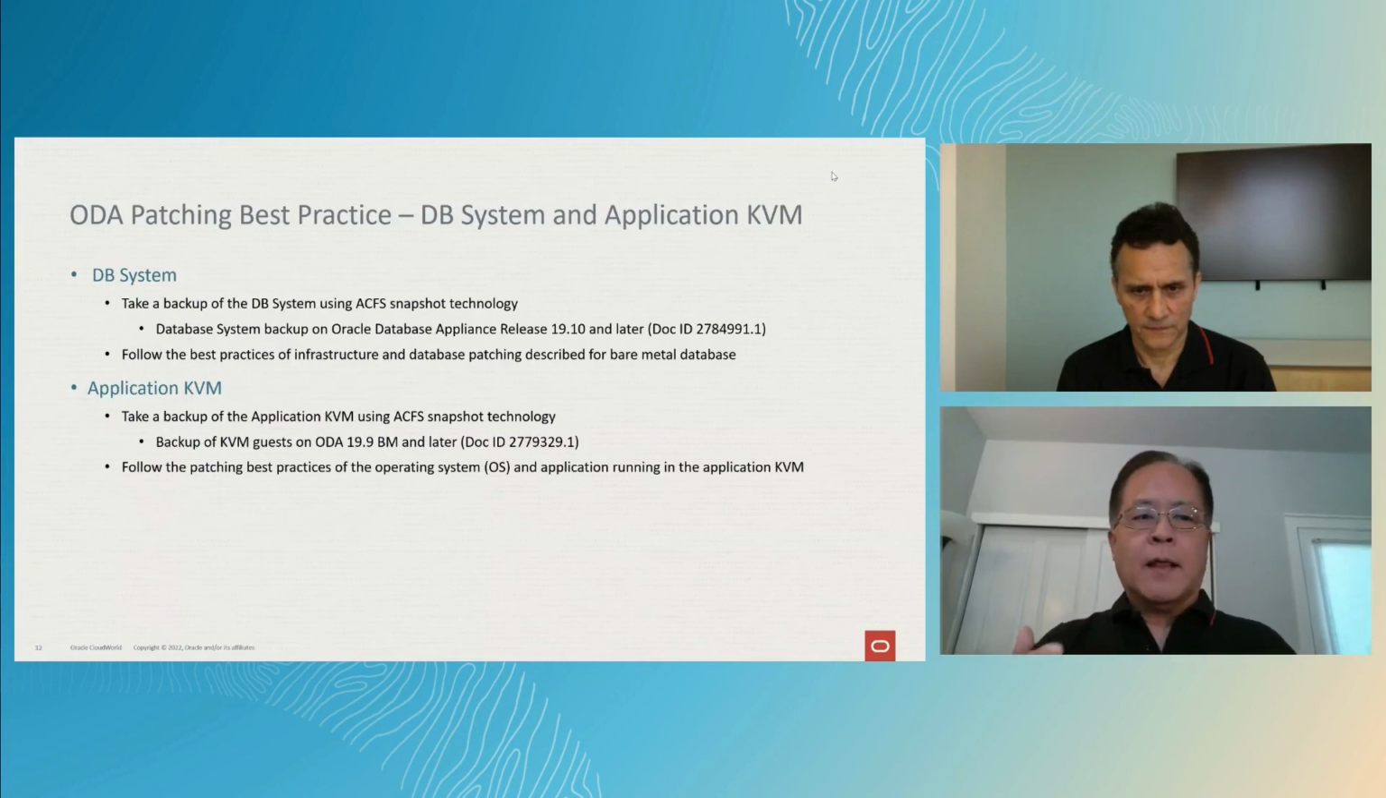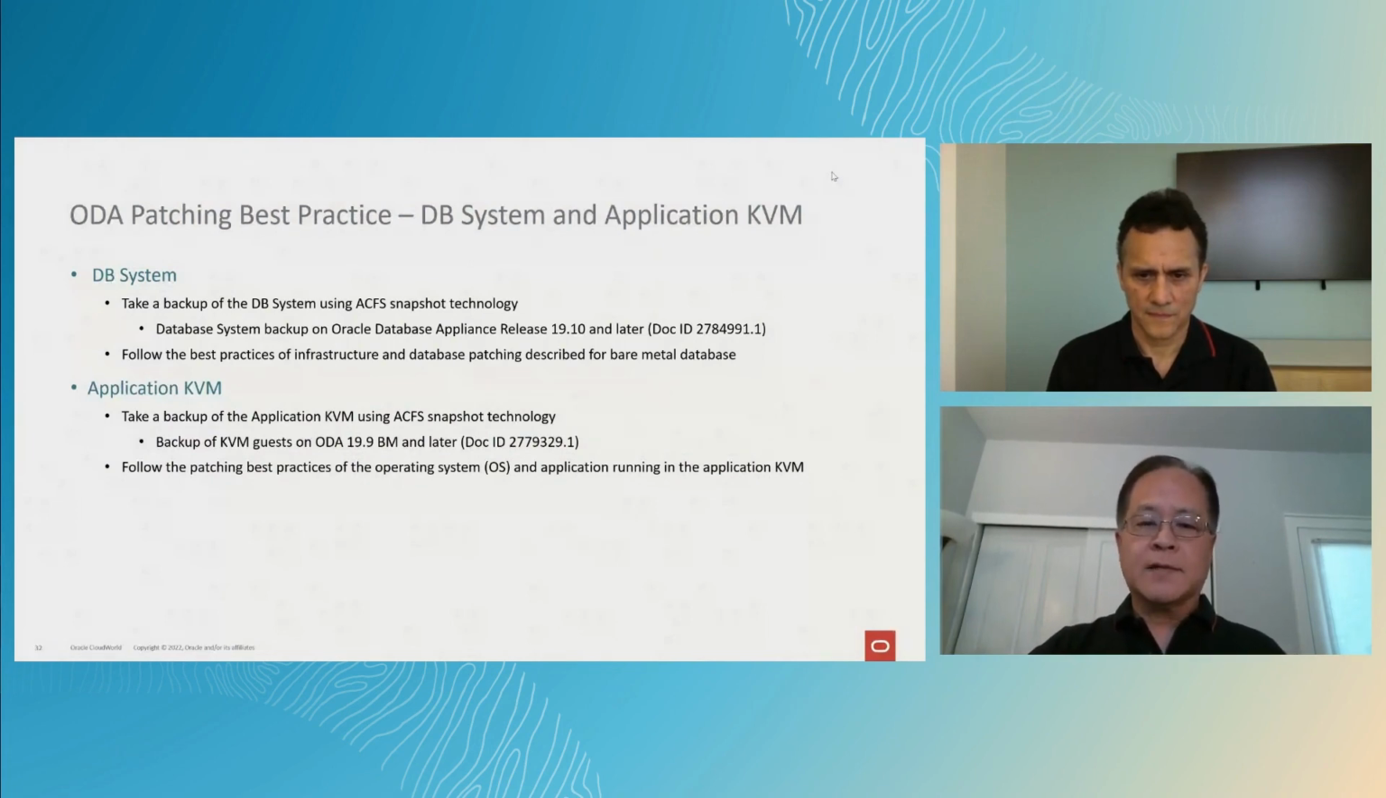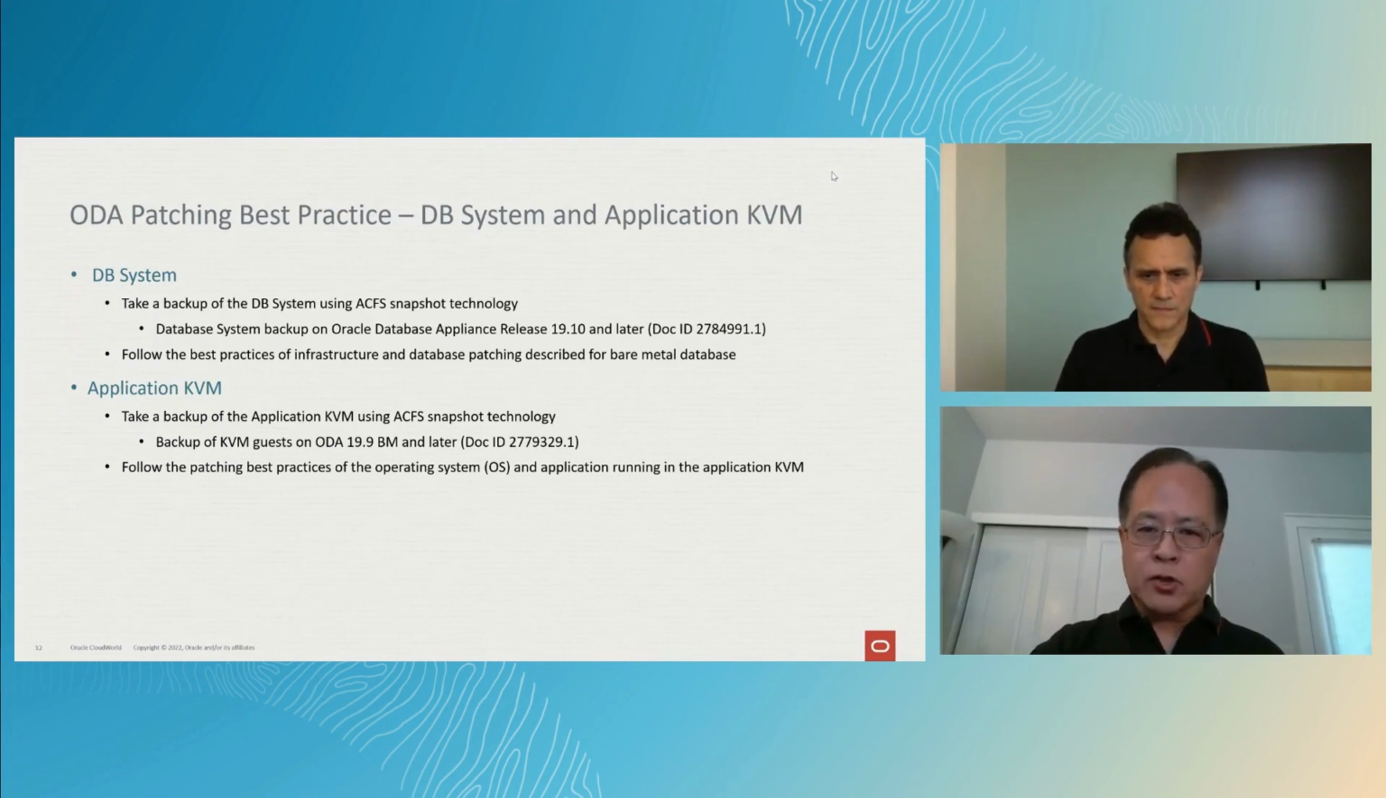After that, the next step is patching the database system, or database in KVM, and application KVM. This is in a virtualized environment. What you do is you must take a backup of the DB system using ACFS snapshot technology, so in case anything goes wrong, you have a backup of the DB system. Now, in order to patch the database in the DB system, you have to go into the virtual machine and then use the ODA commands and browser user interface to patch or upgrade the database like you did in the bare metal system. And that's how you do it in a DB system.